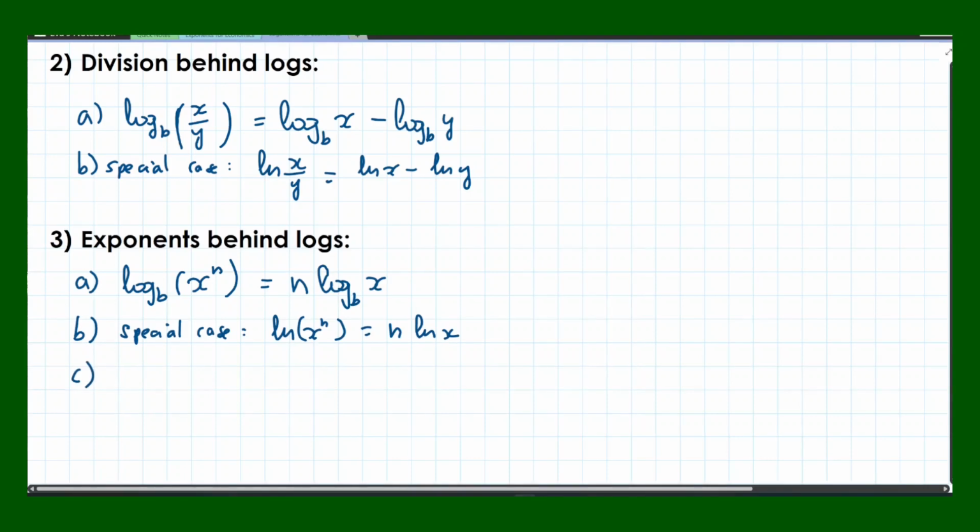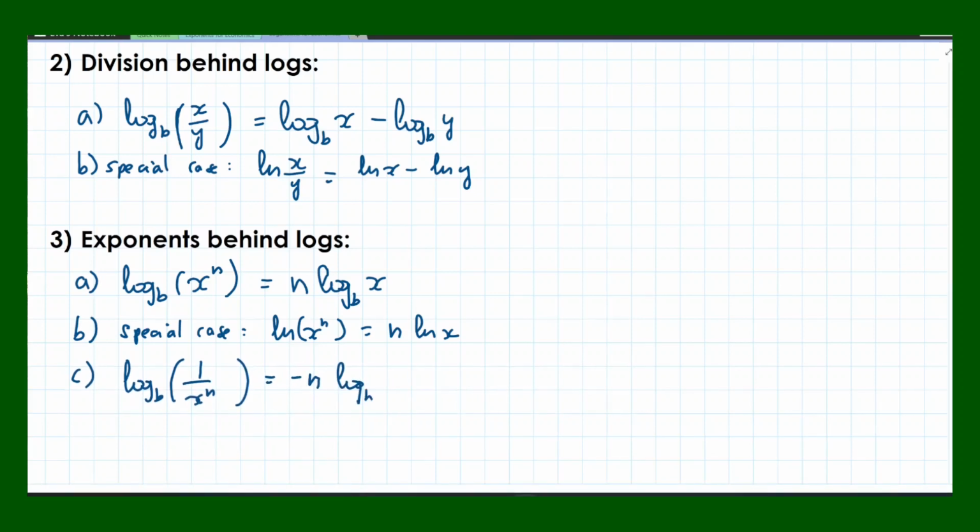This next version of the rule is probably going to look a little bit unfamiliar, but bear with me. If I've got log b of 1 over x to the n, that is just going to be negative n times log b of x. Now, I hope that you have followed through with our exponents series, and from that you can probably recognize that 1 over x to the n is just x to the negative n, so that's basically just rewriting it and then applying the same rule. Even though it looks slightly different, in principle I'm using exactly the same rule.